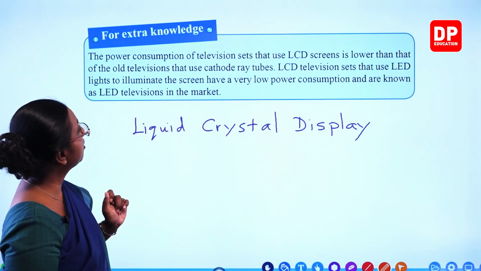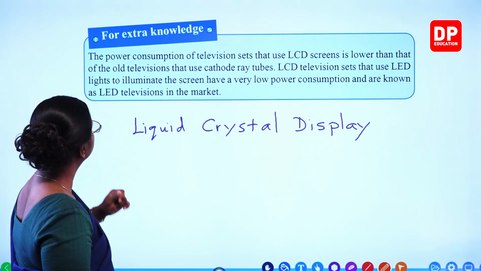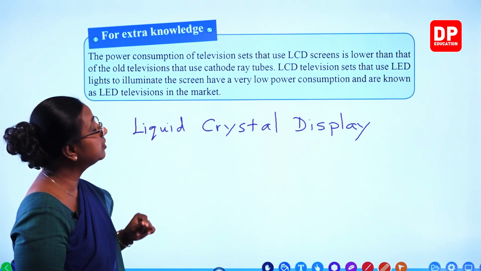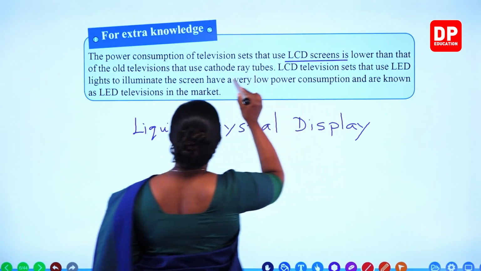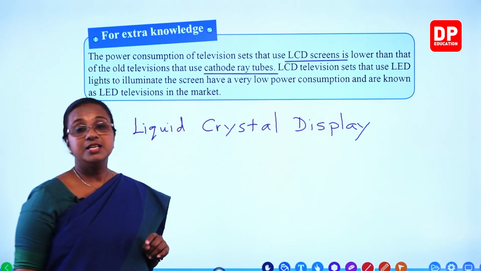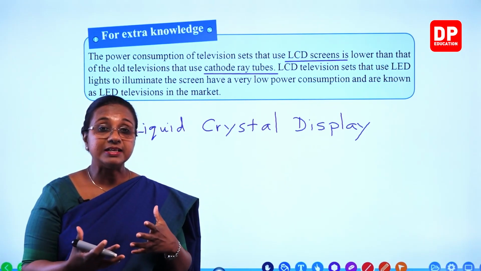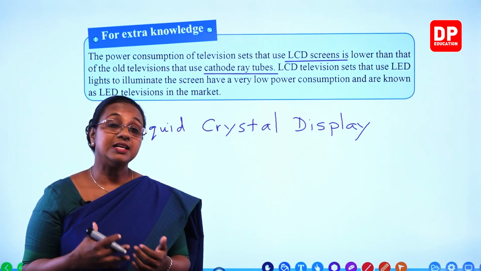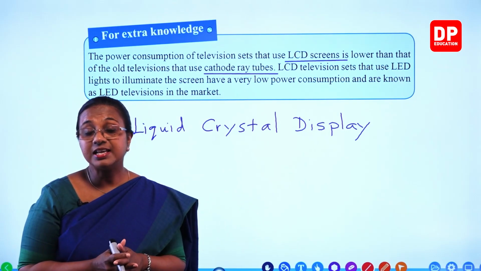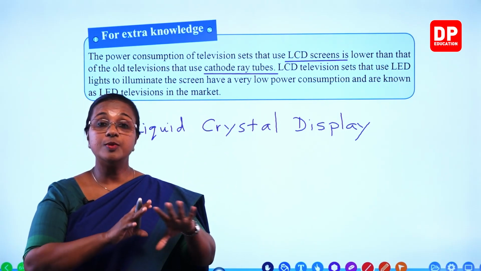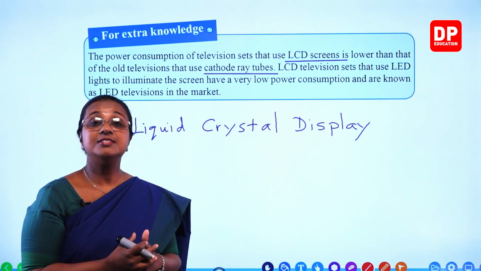So, the power consumption of television sets that use LCD screens is lower than that of the old televisions that use cathode ray tubes. So, two things that you need to consider. One thing, LCD screen, the other one, cathode ray tube. Now, you are familiar with this cathode ray tube also. Now, in matter, they are made up of atoms. In atoms, there are electrons. The electron rays are known as cathode rays. So, there is a tube, a vacuum tube. When you apply a potential, cathode rays are generated.